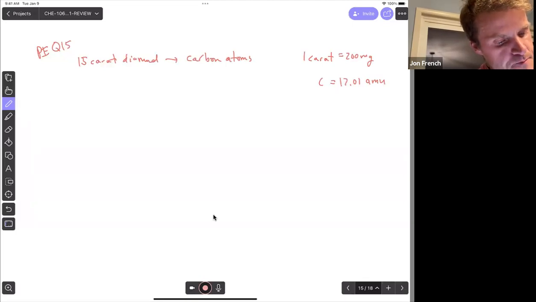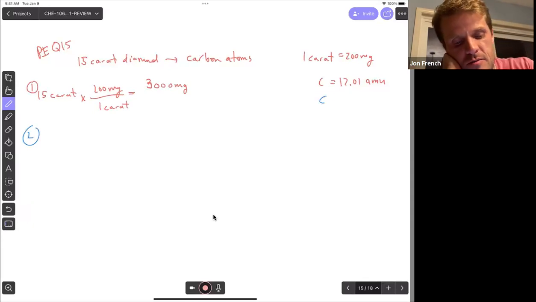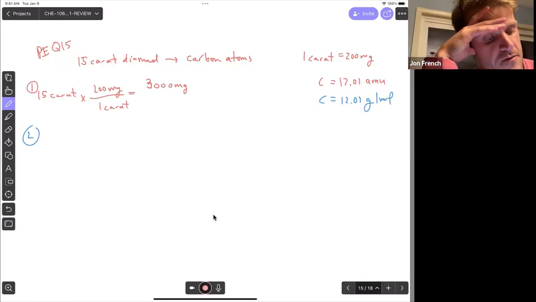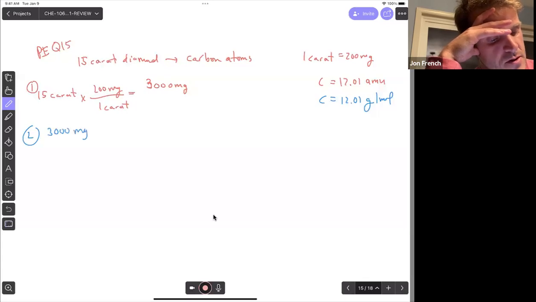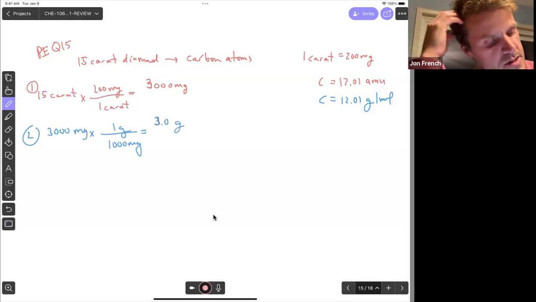So we've got 15 carats. For every 1 carat, we've got 200 milligrams. So I think we've got like 3,000 milligrams of diamond. That's step 1. Step 2, milligrams to grams, because our molar mass of carbon is 12 AMU or 12 grams per mole. So I need to go from milligrams to grams. I've got 3,000 milligrams, and there's 1,000 milligrams in 1 gram. So that diamond weighs 3 grams.